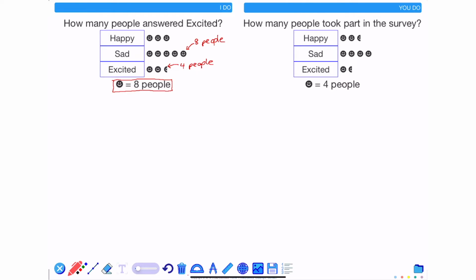The question asked me to find how many people answered excited. I have 2 full faces, so 2 times by 8, and then 1 half face, so add on 4. 2 times 8 is 16, add on 4 is 20.